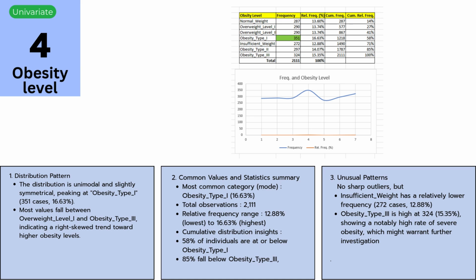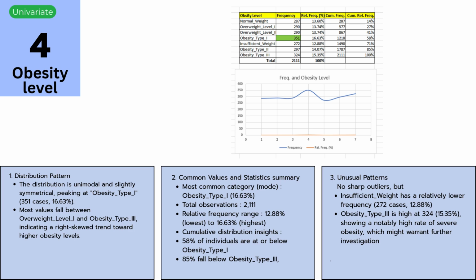Out of the 2,111 observations, frequencies range from 12.88% for insufficient weight to 16.63% for obesity type 1. Cumulatively, 58% of the individuals are at or below obesity type 1 and 85% below obesity type 3, suggesting moderate obesity is more common than extreme cases.